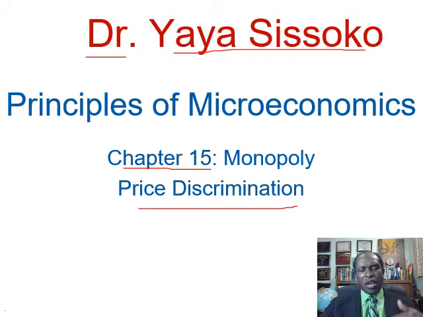Today we are going to talk about Chapter 15, Price Discrimination. By charging different prices to different customers, a monopoly firm can increase its profit.